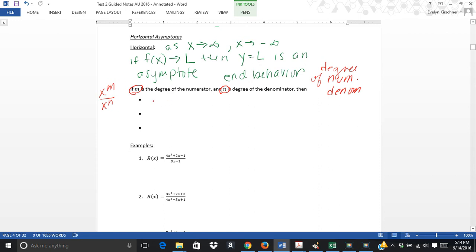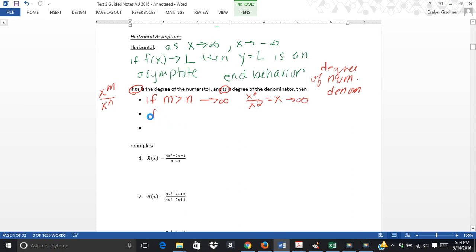So here, if the degree of the numerator is greater than the degree of the denominator, then the function goes to infinity. An example would be something like x cubed over x squared, because when I reduce that, it becomes x, and as x gets really big, it's going to infinity.